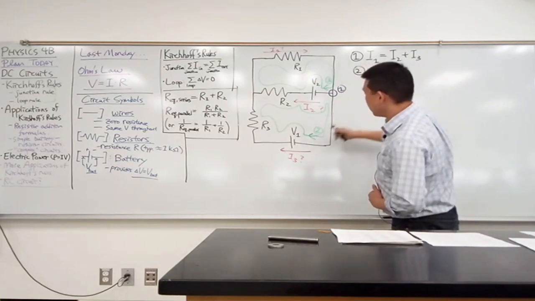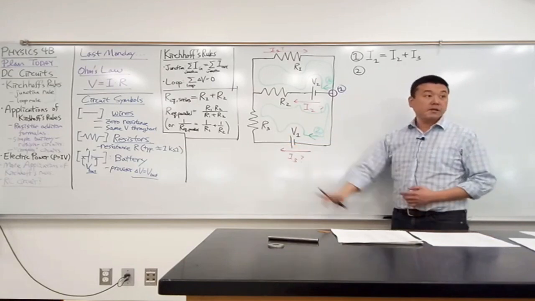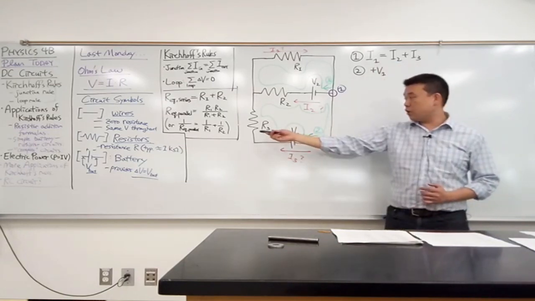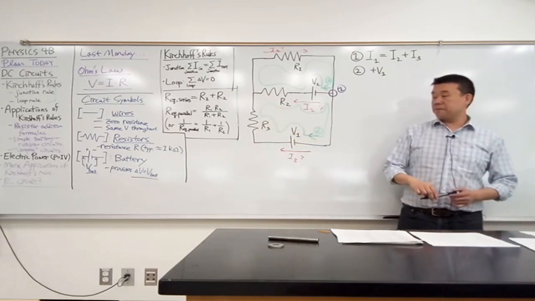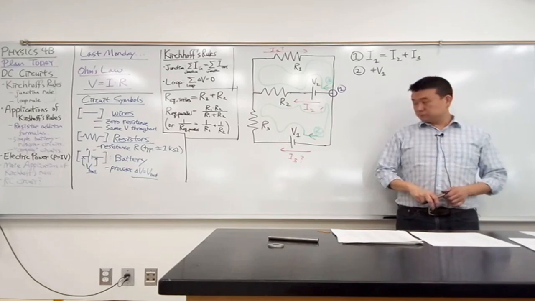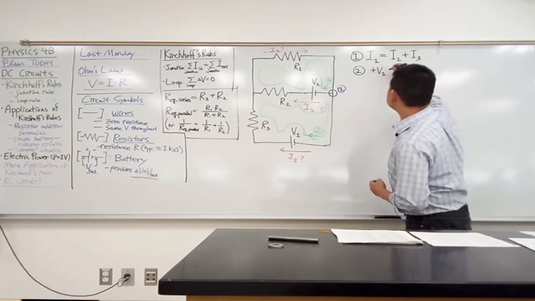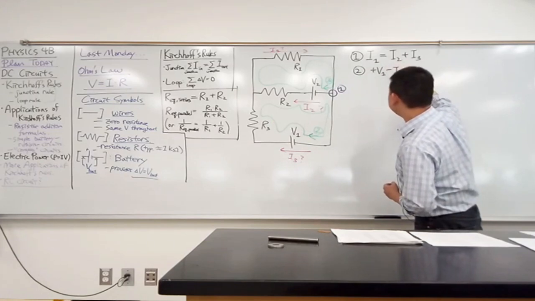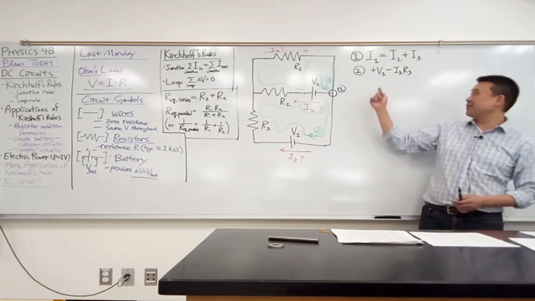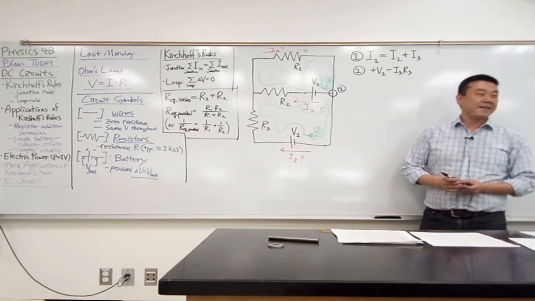Equation 2 comes from my first loop. So as I go across my battery, I'm going to gain voltage of plus V1. As I go across this resistor, does my voltage rise or drop? Drop. I'm going with the current, so it drops. So it's minus I3 R3. That's why I labeled it I3, so that the numbers go with the resistor. It's easier to avoid the confusion that way.